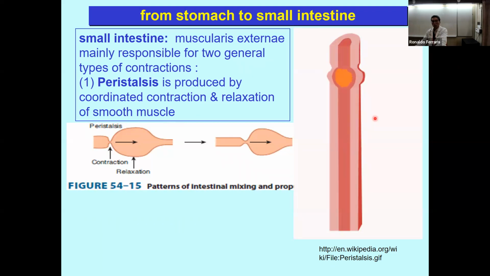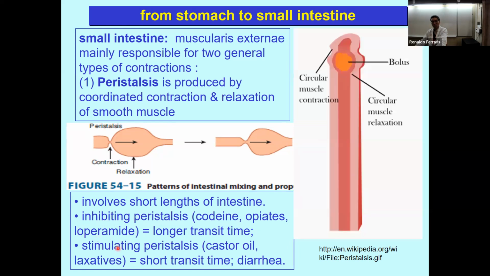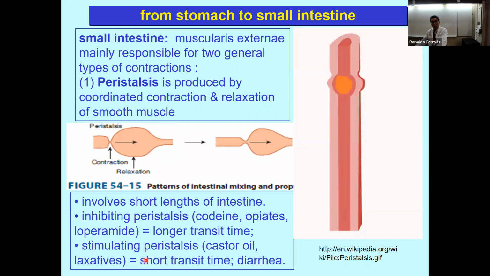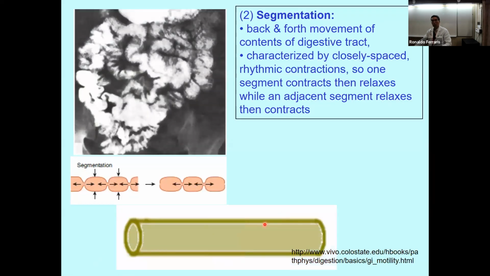And overlapping with peristaltic movements are, of course, if you take loperamide, it would inhibit peristalsis. And if you have infectious diarrhea, it would stimulate peristalsis because of the volume. And there are also laxatives. Now, if you have segmentation, it looks like this. It just mixes the food in. Okay, so it's an overlapping.